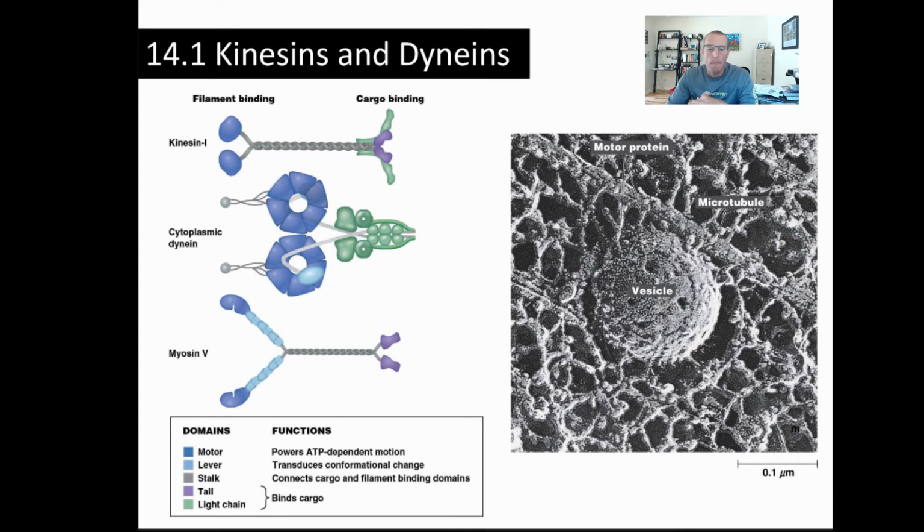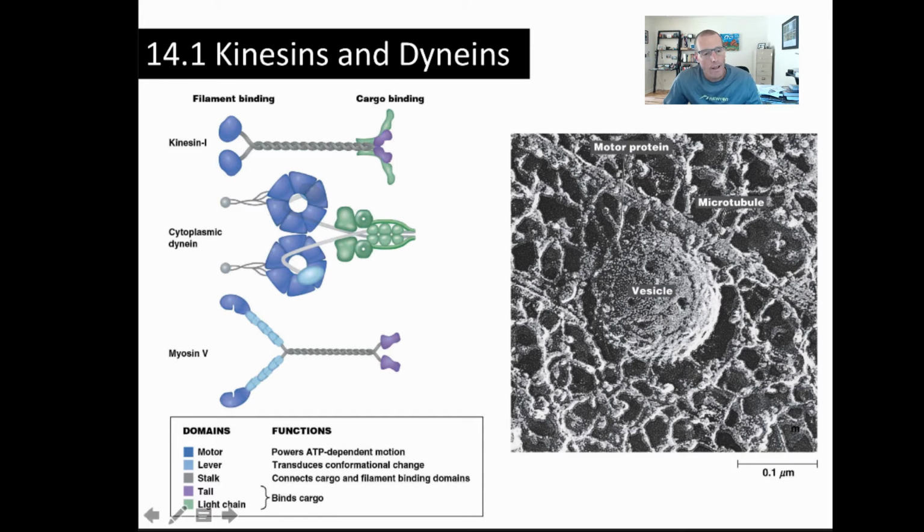So kinesin 1, a protein called kinesin 1, which you see up here, is involved in the ATP-dependent transport towards the plus ends, that's away from the centrosome, and that's often called anterograde axonal transport. Now, dynein, on the other hand, is going to move cargo in the opposite direction, so towards the minus end, and that's called retrograde axonal transport.